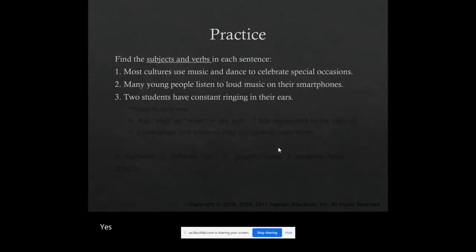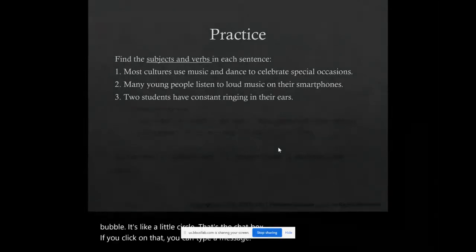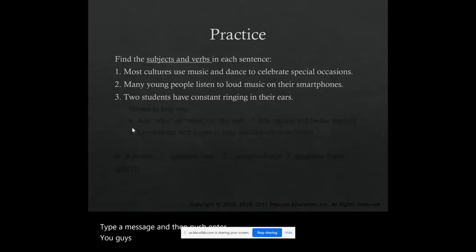You can send a message if you go to the bottom right side of your screen and click on that little box. I think it's a purple box. Open that, and then you see a little bubble. It's like a little circle. That's the chat box. If you click on that, you can type a message. Do you see it? Oh yes. Yeah, type a message and then push enter. You guys can talk to each other in that if you want to.